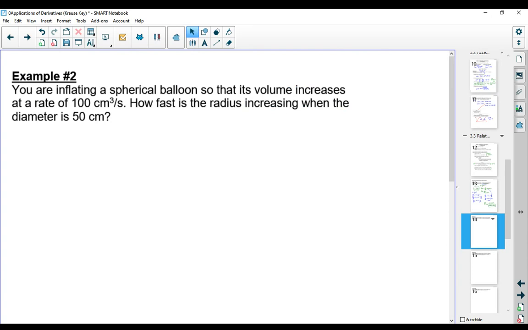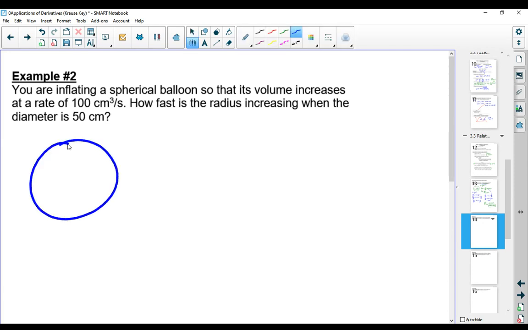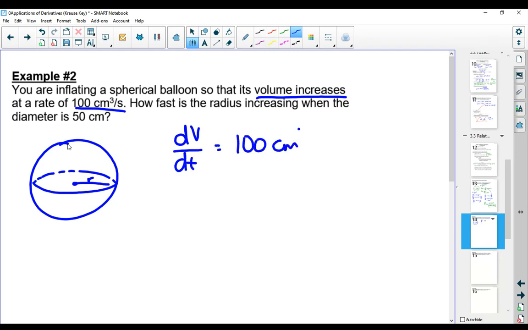So example number 2, we're looking at a sphere again. You're inflating a spherical balloon so that its volume increases at a rate of 100 centimeters cubed per second. And the question is, how fast is the radius increasing when the diameter is 50 centimeters? So again, we're given our sphere with our radius. We're given the rate of volume with respect to time. So dV/dt is 100 centimeters cubed per second.